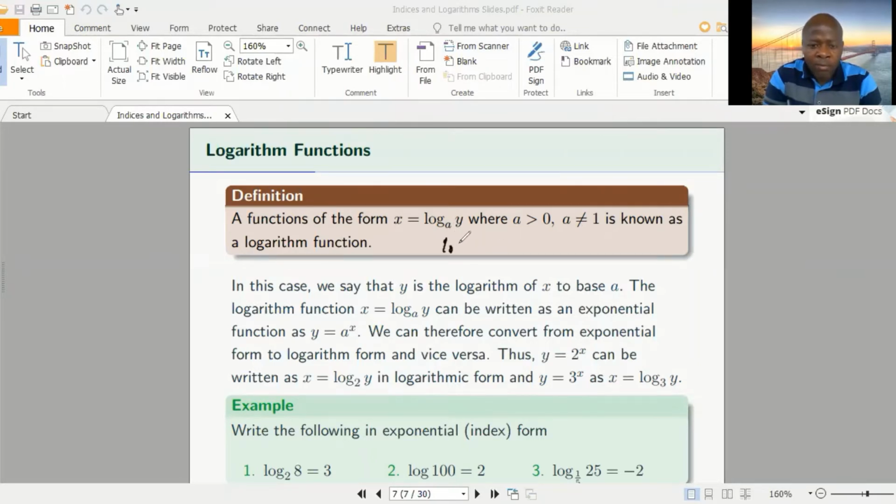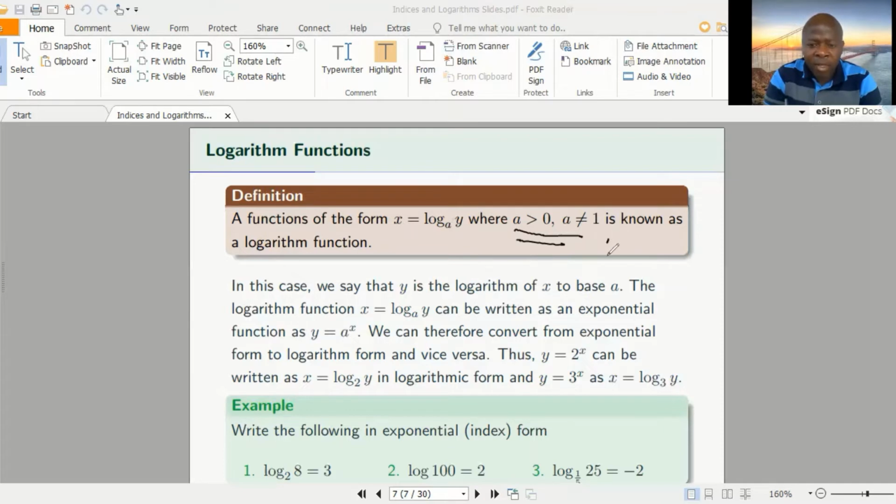So you cannot have something like log of 3 to base 0. You cannot have something like that. And then we cannot have something like log of 7 to base 1. Let's avoid those. That is what this condition here says: the base must be greater than 0 and it should not be 1. So the base can be 2, can be 3, can be anything greater than 0 and not equal to 1.